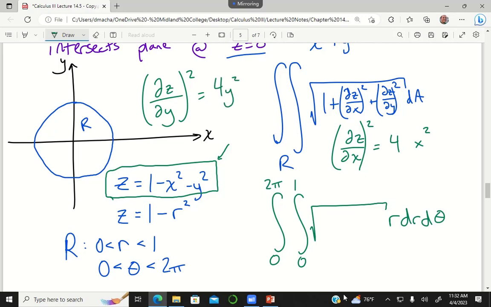Cool. So then I'm taking in my integrand the square root of 1 plus partial z with respect to x, 4x squared, plus partial z with respect to y, so 4y squared. So I've got plus 4x squared plus 4y squared. That's the same as plus 4r squared. Remember, r squared is x squared plus y squared. And so I'm going to write 1 plus 4r squared.